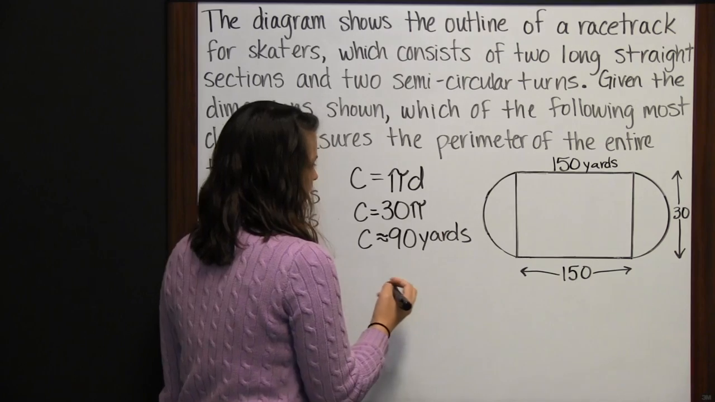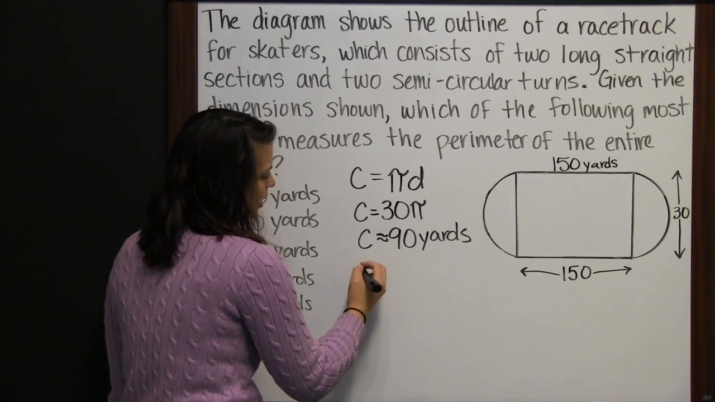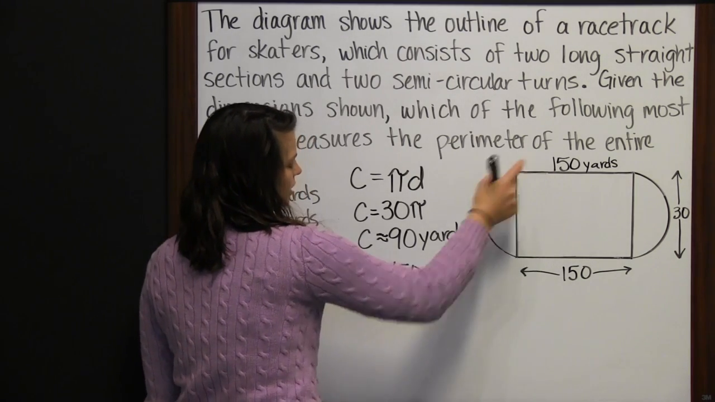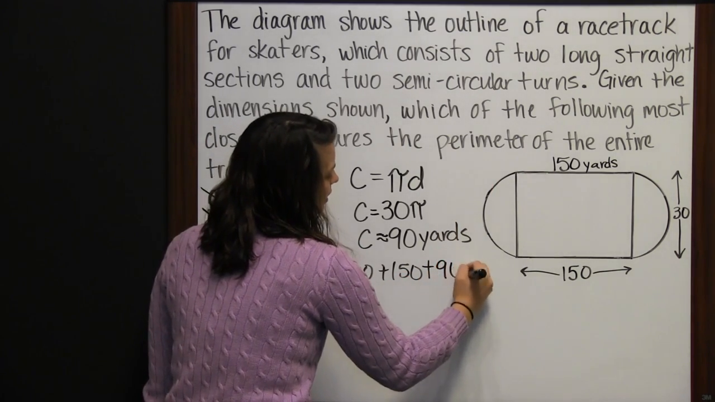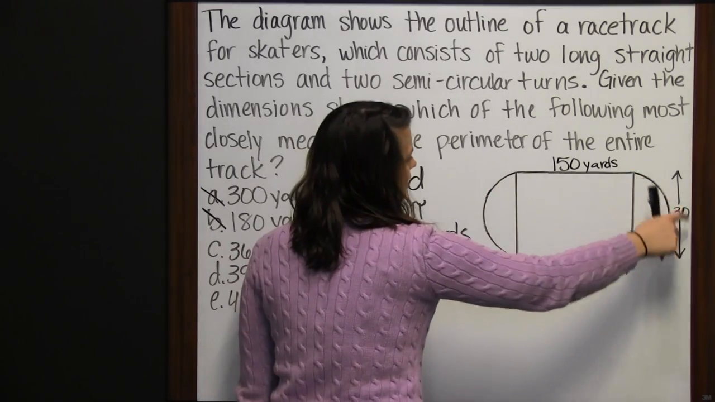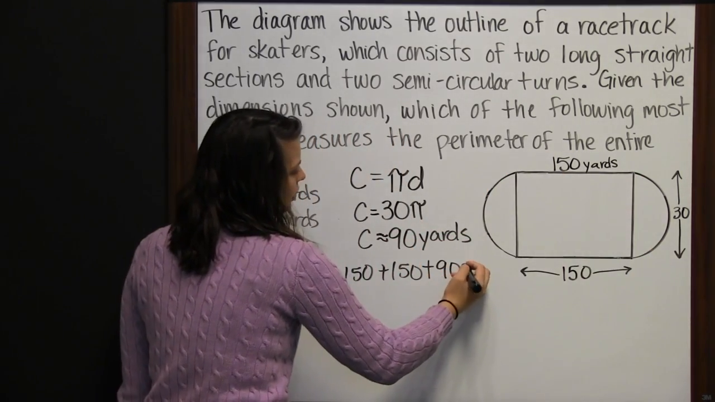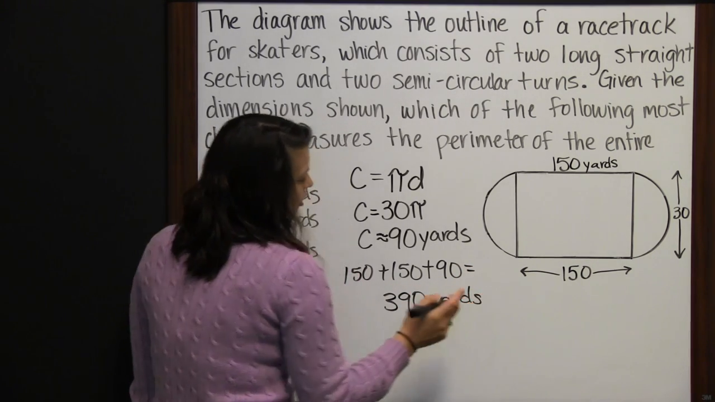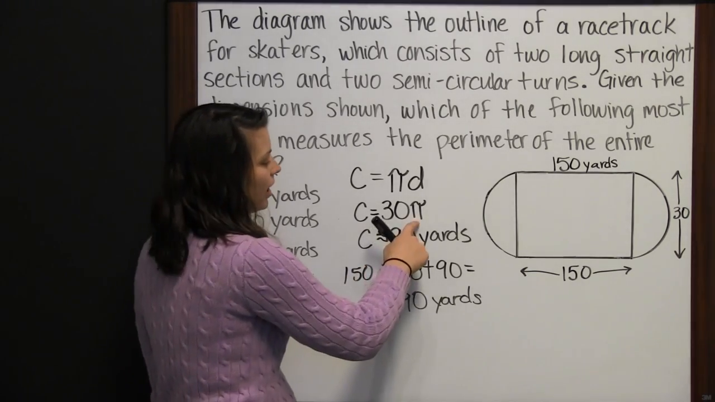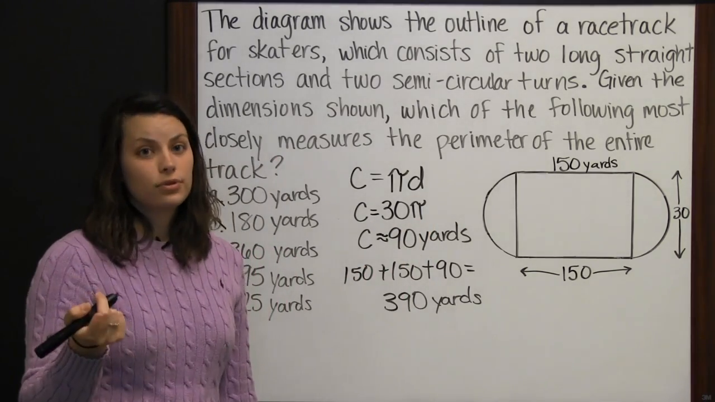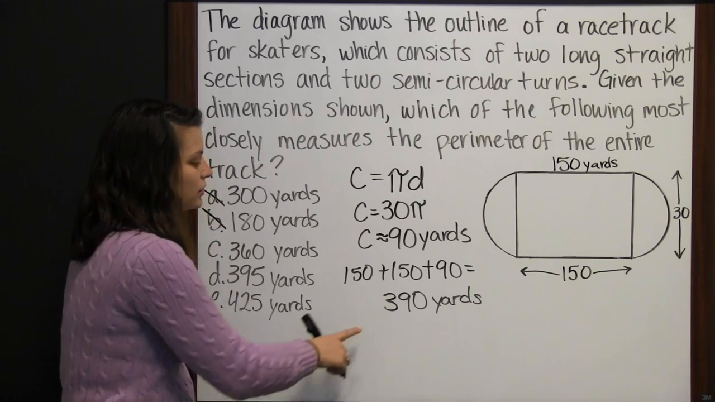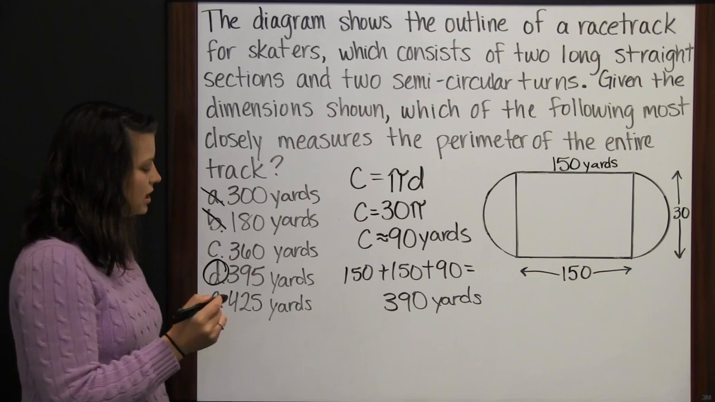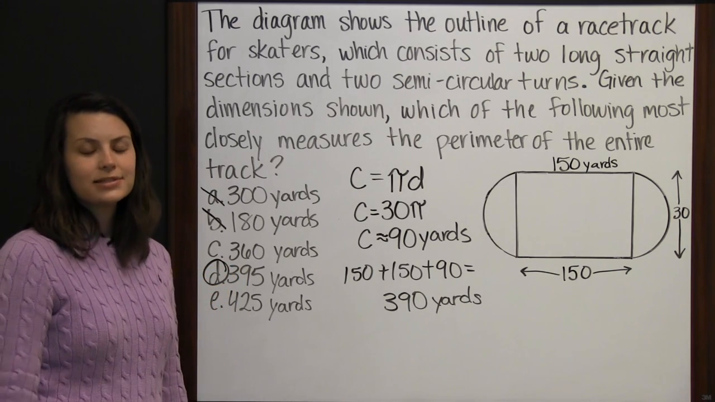Plus, we have these straight sides, so the total distance around the racetrack would be the 150 yards plus 150 yards for our two straight sides, plus the about 90 for these two curved sides, the semicircular, which is 390 yards. Now, if you'll remember, we rounded pi down. It's actually over 3. We rounded it down to 3. So really, our answer is a little bit higher than 390, which is answer choice D, 395 yards.